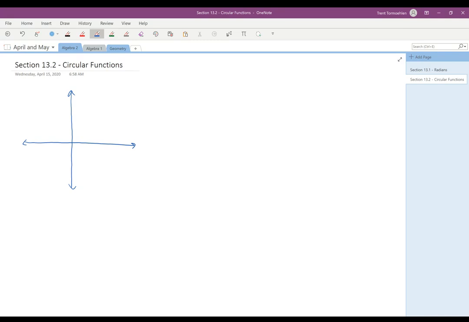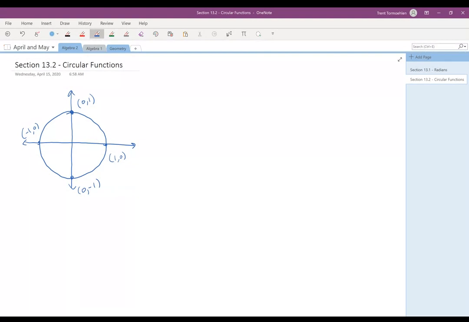And so the unit circle, if you remember, is going to be a circle where you have a radius of 1. That means these points are easy to identify, because they are all 1 unit away from the origin on the axes. And so they just have 1, 0, 0, 1, negative 1, 0, 0, negative 1.